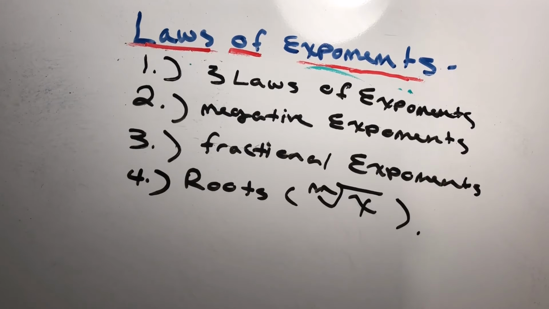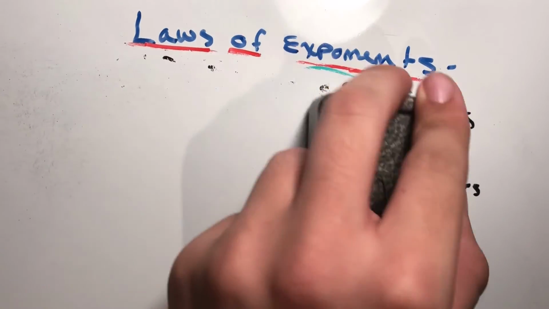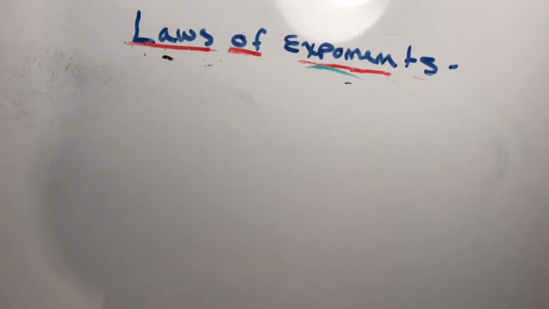Great. So that's what we covered so far, right? Just to recap: the 3 laws of exponents, negative exponents, fractional exponents, and roots, the nth root of x. That's all we've covered essentially up to this point. All right, so let's erase this and talk about some of the last topics in exponents and what they mean.